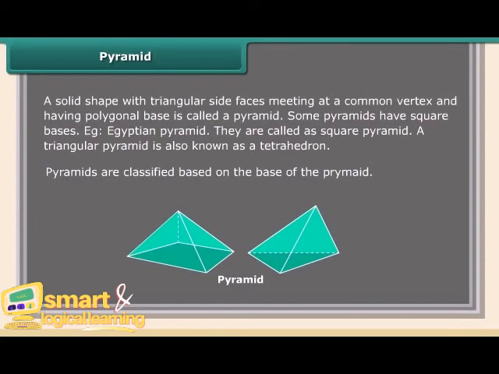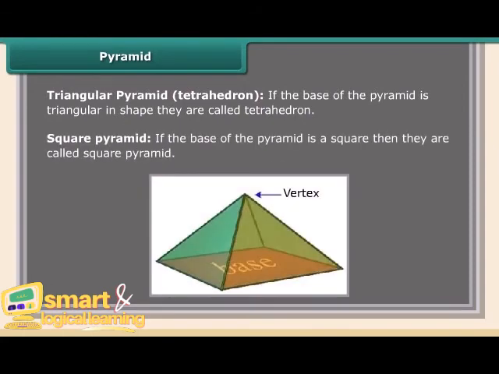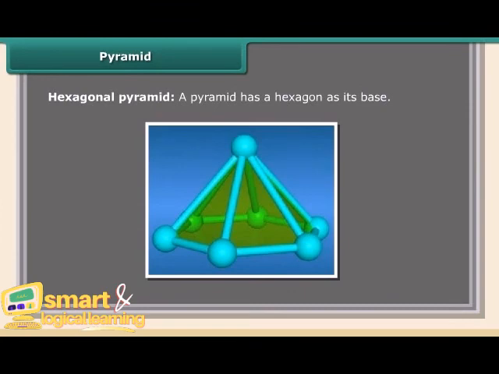Pyramids are classified based on the base of the pyramid. Triangular pyramid, tetrahedron. If the base of the pyramid is triangular in shape, they are called tetrahedron. Square pyramid: if the base of the pyramid is a square, then they are called square pyramid. Hexagonal pyramid: a pyramid that has a hexagon as its base.